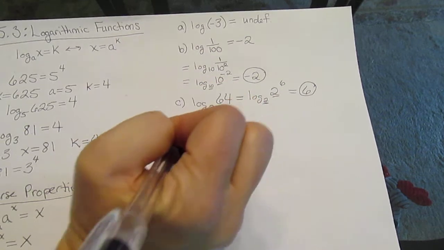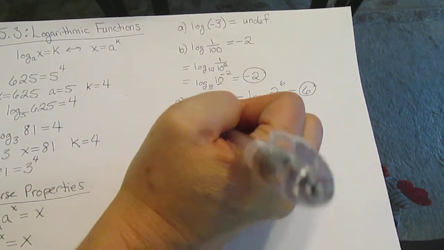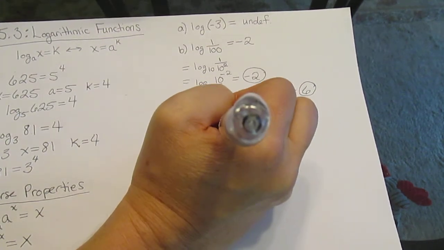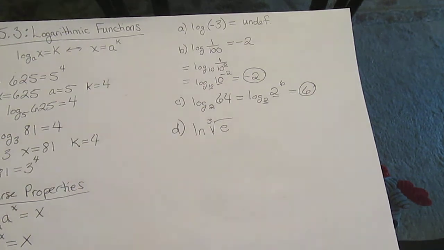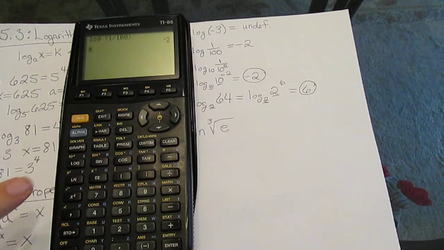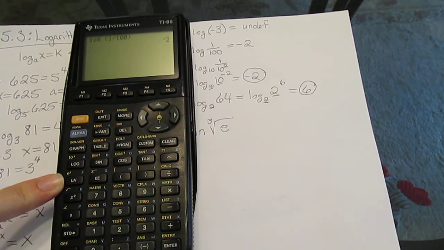Okay, part D. They gave me ln, the cube root of e. Okay, well this one looks a little more complicated. You can put this one in your calculator because you have ln on your calculator. So that is the natural logarithm. The base for the natural logarithm is e.